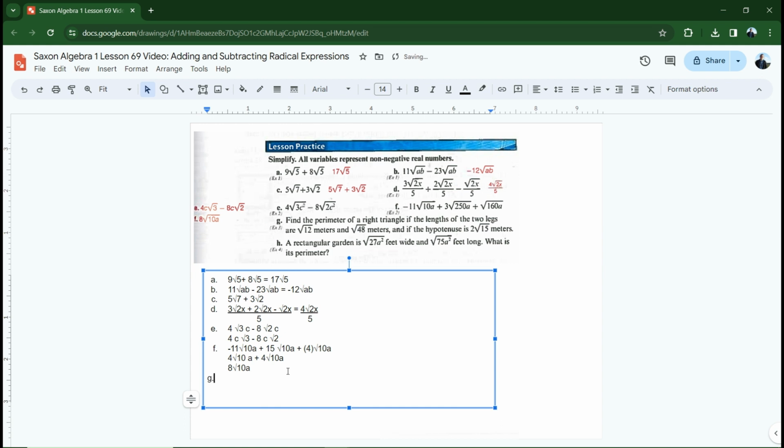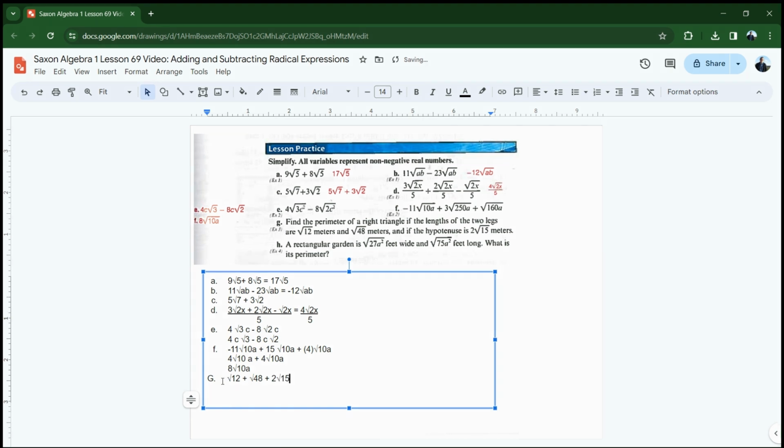Letter G says, find the perimeter of a right triangle if the lengths of the two legs are the square root of 12 meters and the square root of 48 meters, and if the hypotenuse is 2 times the square root of 15 meters. What am I going to do? I'm going to add square root of 12 plus the square root of 48. And then in addition to that, we need to add 2 times the square root of 15.